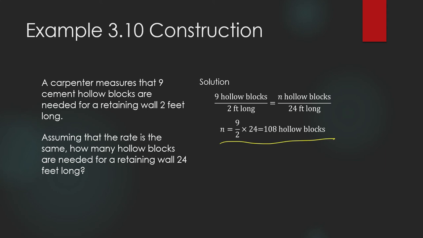When the length of the retaining wall is only 2 feet long, you need 9 hollow blocks. But when the retaining wall must be 24 feet long, you will need 108 hollow blocks.